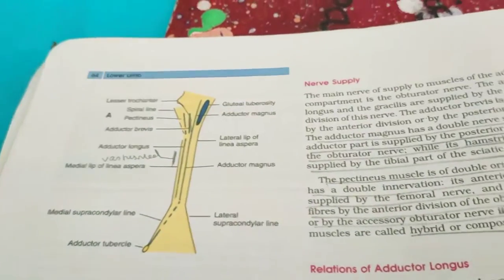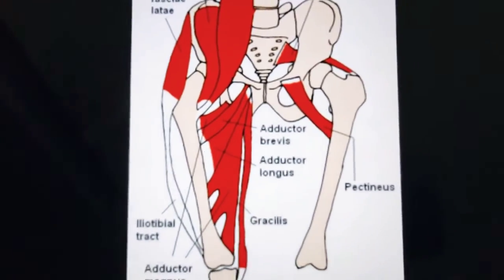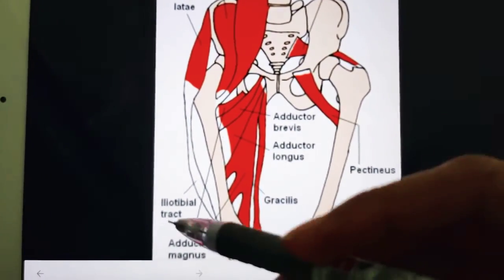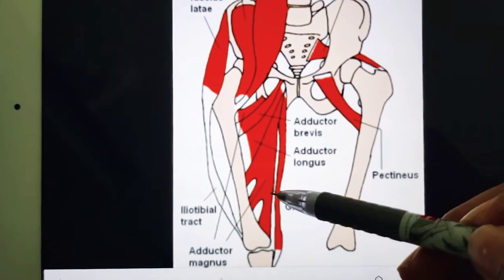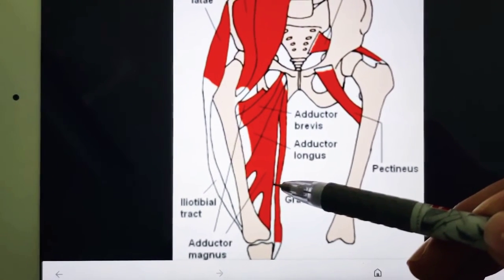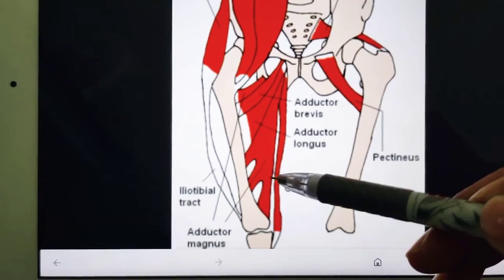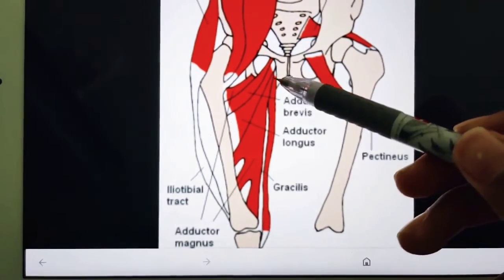So next we'll move on to the Adductor Magnus muscle. It is the biggest muscle. We already discussed it's a hybrid muscle, right? It is the largest muscle of the compartment because of its double nerve supply, and it is also called a hybrid muscle. So let us see its origin and insertion.